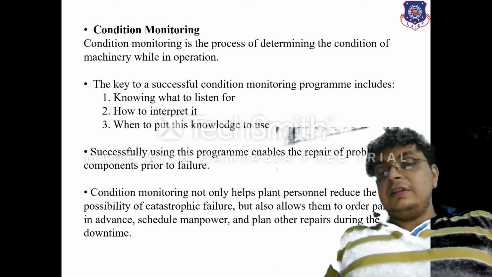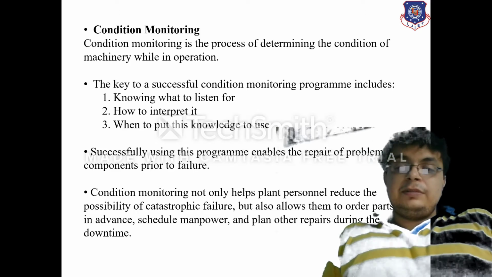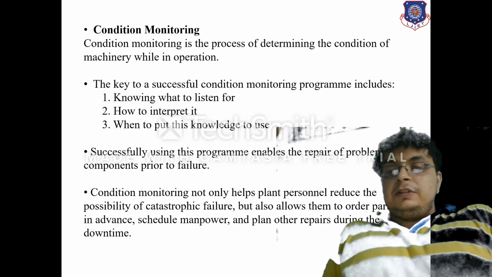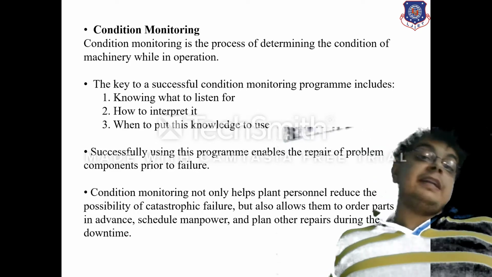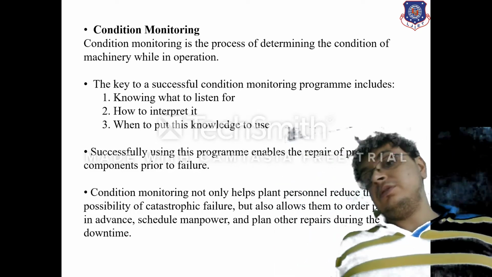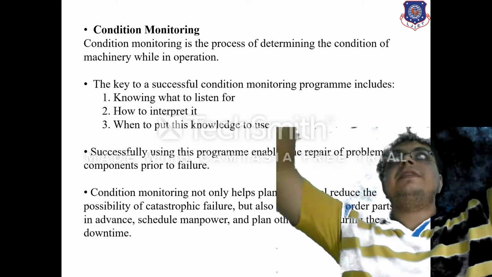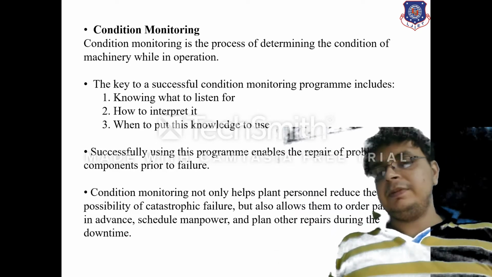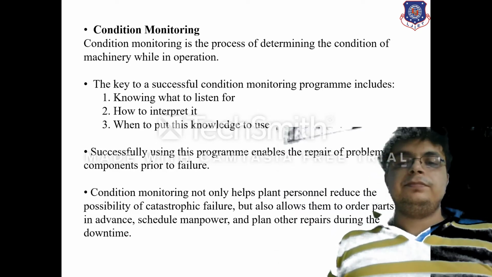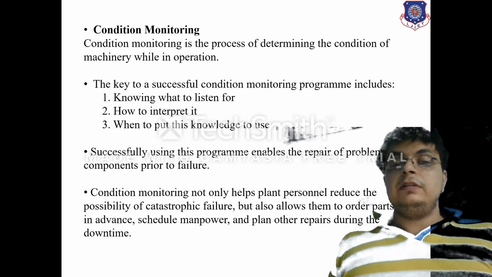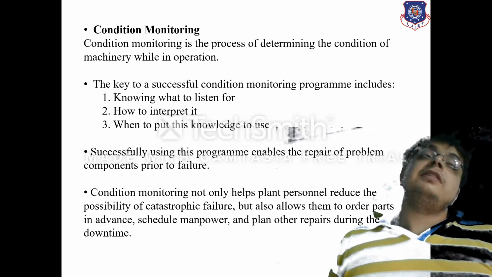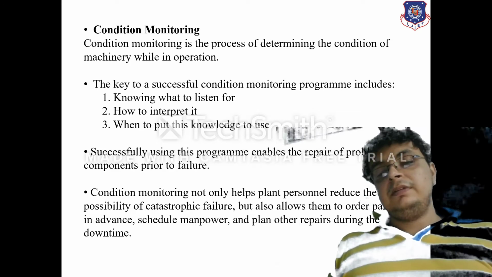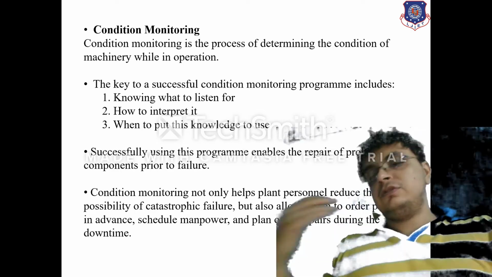Condition monitoring not only helps plant personnel reduce the possibility of catastrophic failure. By doing so, the catastrophic, meaning sudden, failure will also get prevented, and as a result the lives of the people will get protected. And by this you can schedule the manpower, the machine, and the plans of the repairs.